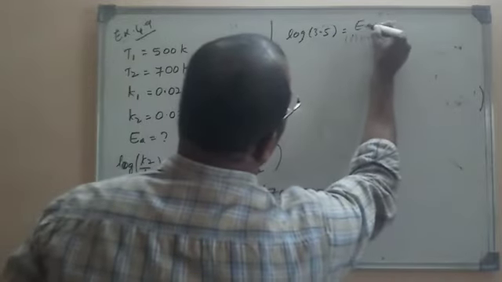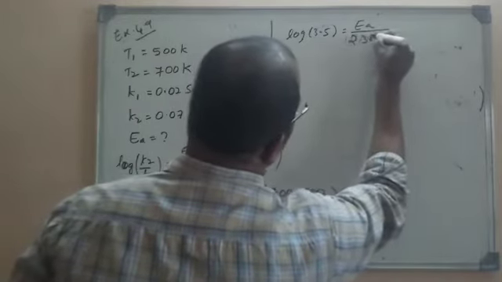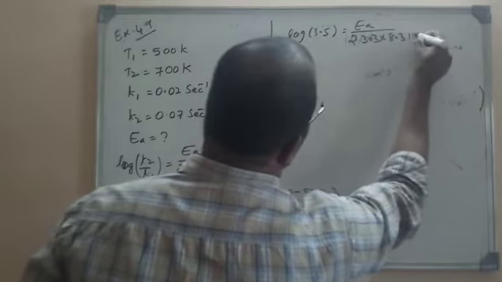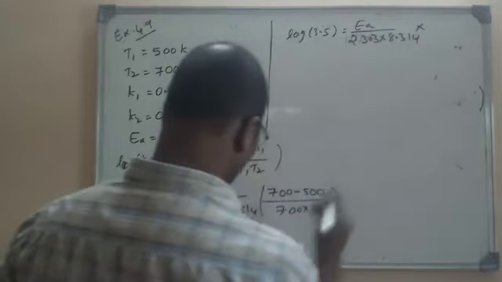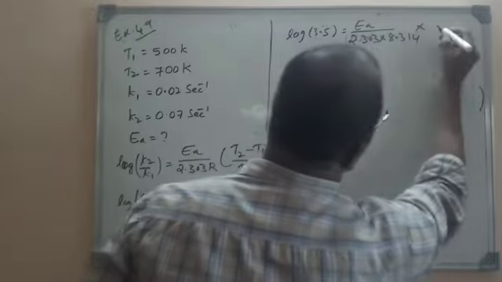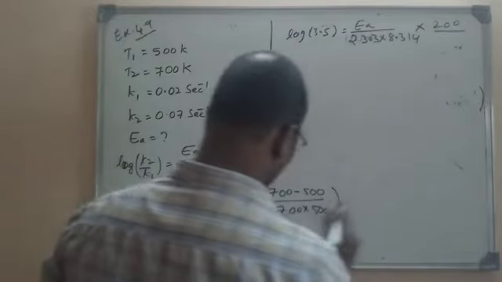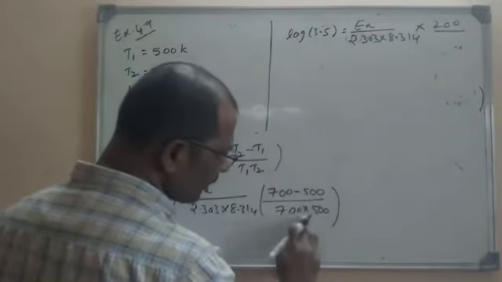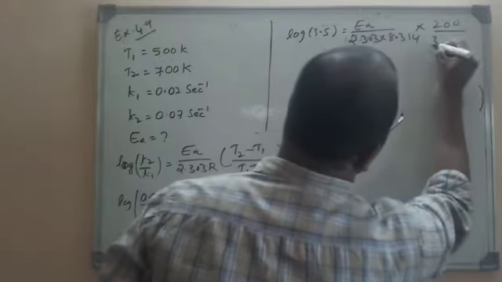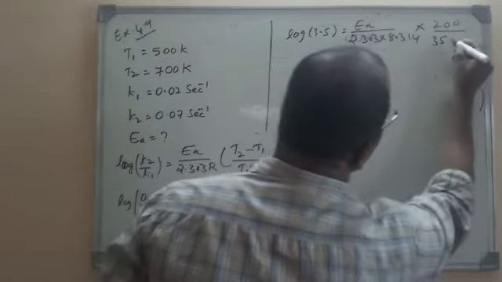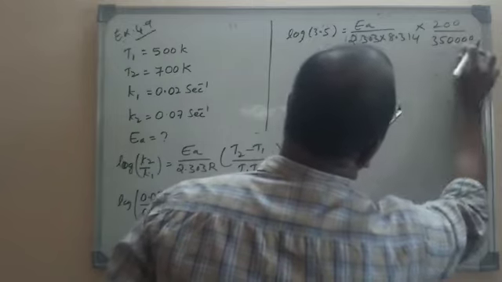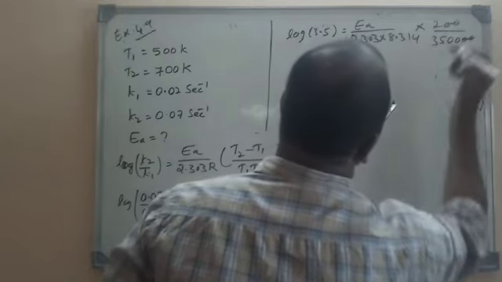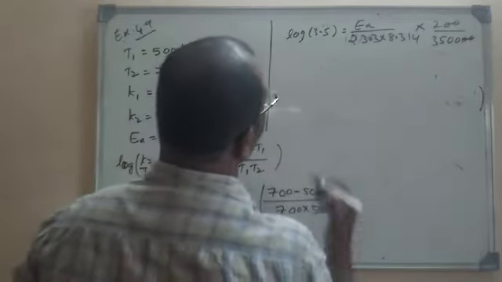EA, which we have to determine, 2.303 into 8.314 into, look here, 700 minus 500 is equal to 200, we all know, and here 7 into 5 is 35, and we have 4 zeros here, but out of 4 zeros, 2 zeros are cancelled here.